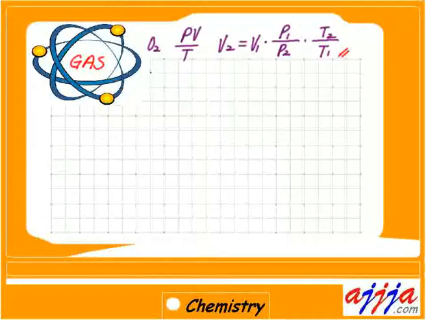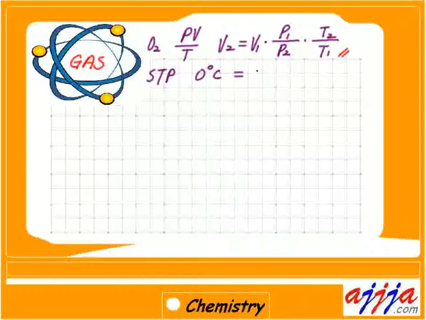The next one that comes to your mind is STP. Very important, right? Standard temperature and pressure. We're talking about standard temperature first. That's 0 degrees Celsius, which we convert to Kelvin by adding 273, so 273 Kelvin. That's for temperature.